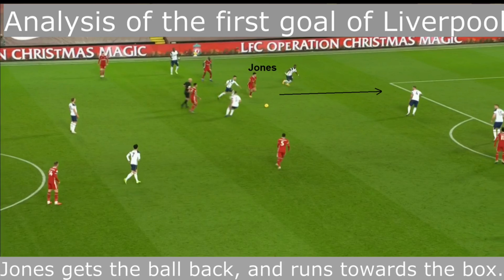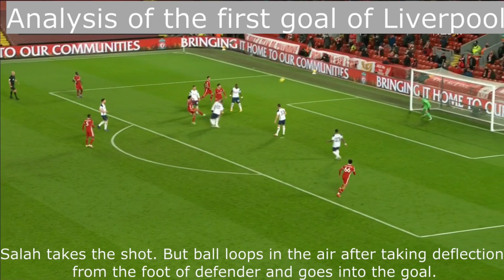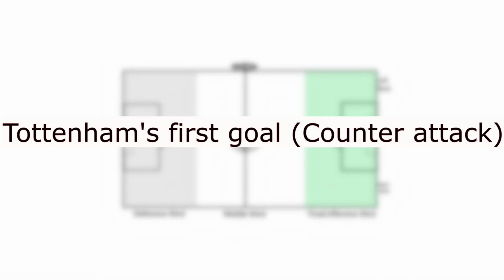Jones gets the ball and runs towards the box. He tries to dribble past defenders, but the ball ricochets off the foot of a defender and falls for Salah. Salah takes the shot, but the ball loops in the air after taking a deflection from the foot of a defender and goes into the goal. Let's look at the first goal of Tottenham that came from a counter-attack.